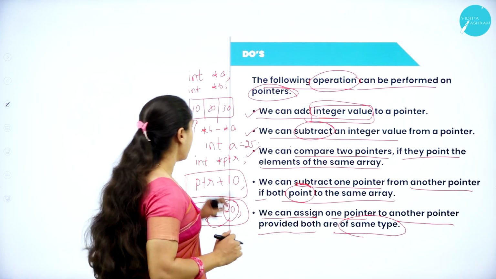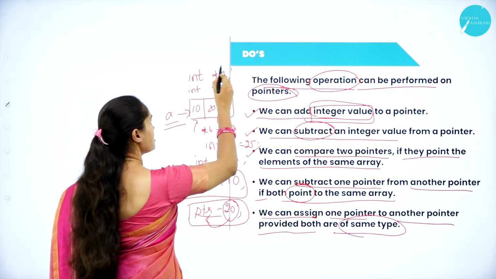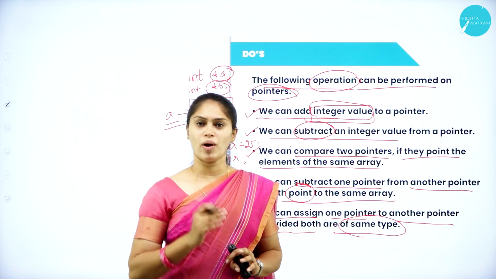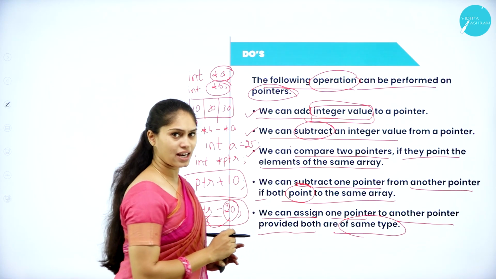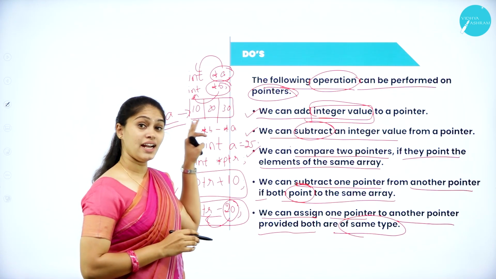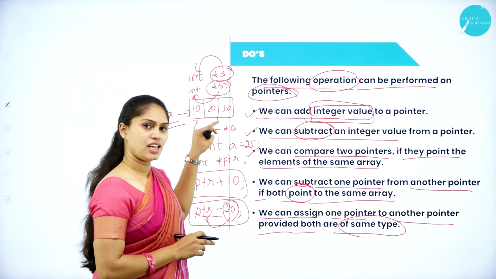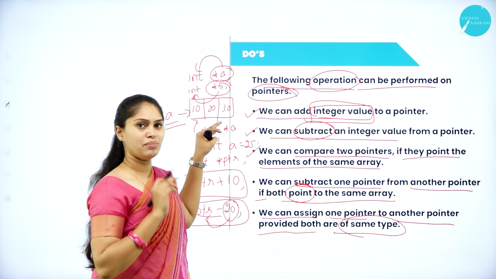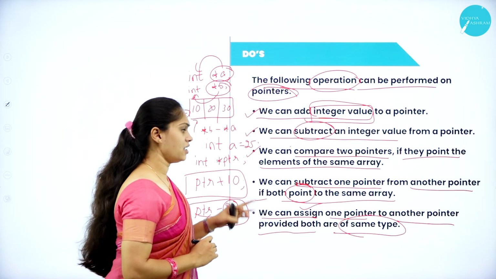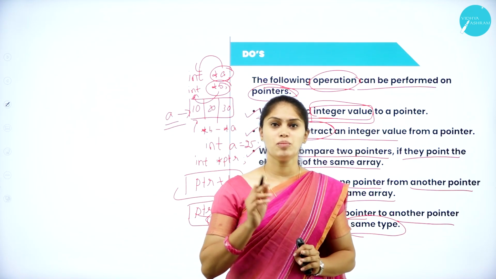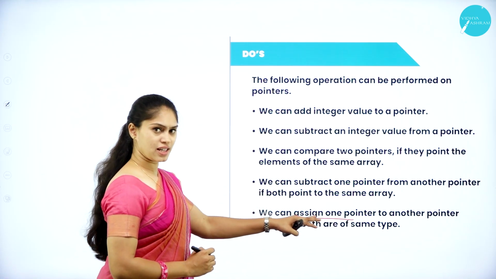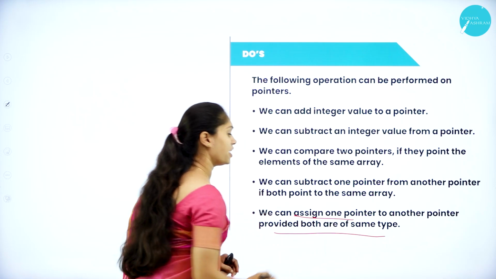So what does it mean? Here I have two pointers, that is star A and star B. That represents the pointer variables. So what is the data type of that pointer? Both contain the int data type, or integer data type. So if both the pointers are of the same data type, then I can assign one pointer to another pointer. How can I do that? I can assign one pointer to another pointer if both are of the same type.